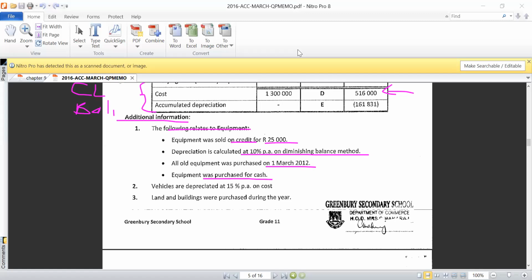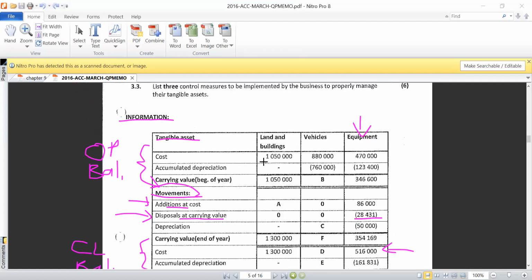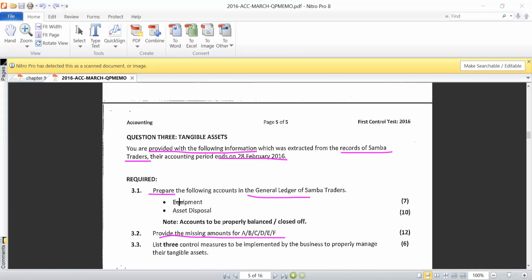I'm a bit confident. At least now you've got the idea. Remember, most likely they'll give you an asset that is sold and they would ask you to draw up an asset disposal account. So besides equipment, it can be machinery, it can even be land and buildings, or motor vehicles. The most important thing to remember, Tabang, is that when you are looking at equipment, or any asset, you're always dealing with everything at cost price. Everything that's going to be in that ledger account is at cost price.